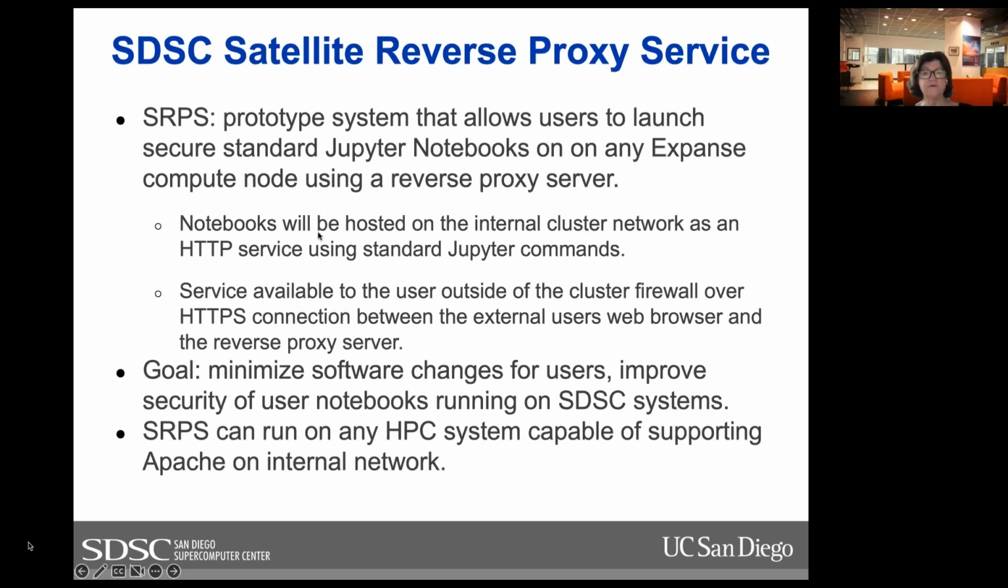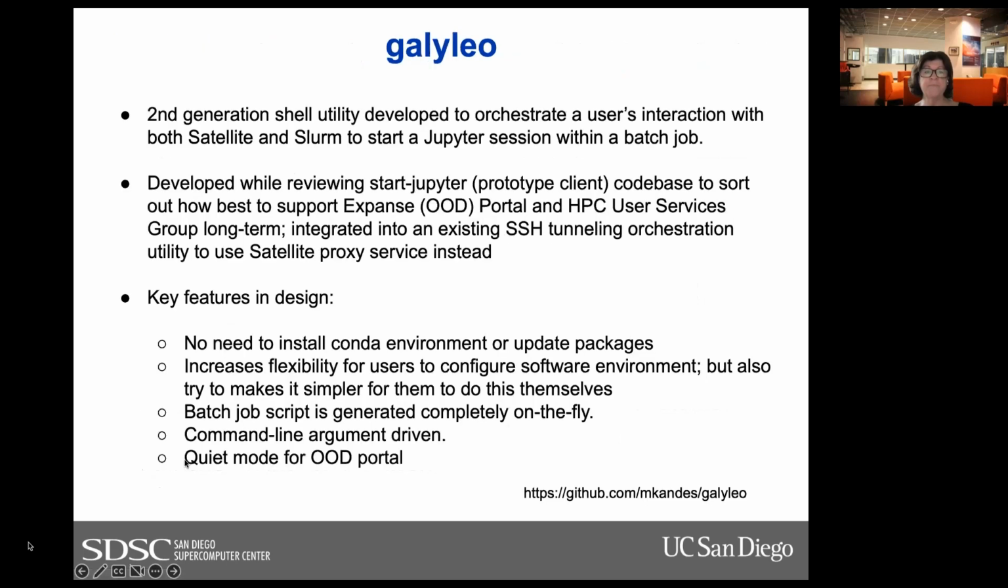So it's a prototype system that we've been developing for a couple of years, and it does allow you to have secure Jupyter Notebook connections. They're hosted internally, and then you get access to that service outside of the cluster firewall. And it can be run on any HPC system capable of supporting Apache. So Galileo is the client that we recommend you use. It's our second generation version, and Marty has worked on it, and he does a great job of keeping it updated and adding any changes and updating and maintaining it.